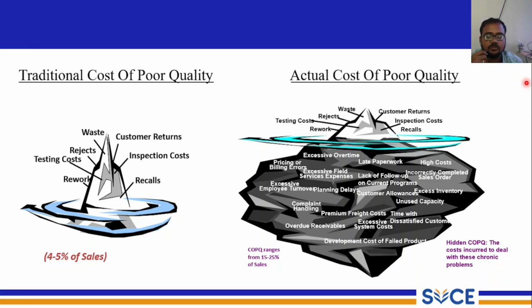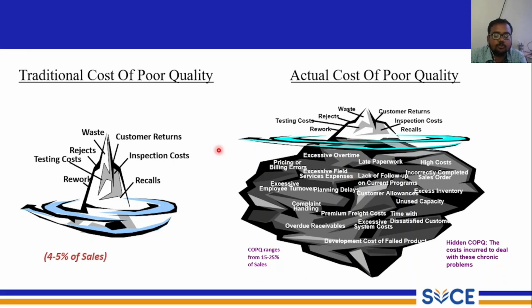Which means that all these costs which are shown here are adding up. Of course, the cost is not going to be borne by the customer here. It's only going to be borne by the manufacturer. So the planning delay, the customer allowances, the follow-up programs, the overdue receivables, the excess inventory, the unused capacity, cost of failure product, all these things are adding up only from the manufacturer's perspective, right?